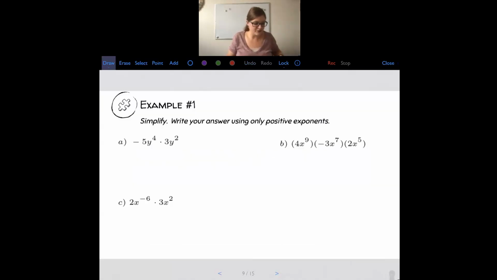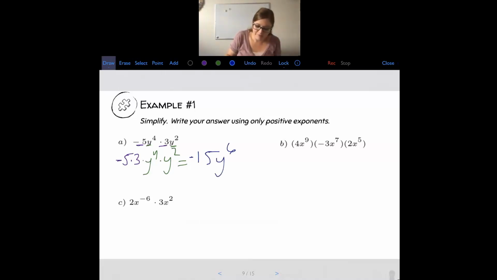Simplify, write your answer using only positive exponents. Okay, so remember with multiplication, you can multiply 2 times 3, 3 times 2, and you'll get the same answer. So when you have numbers that are being multiplied as well, we're going to multiply negative 5 times 3, and then we're going to multiply y to the fourth times y to the second power. So this is negative 5 times 3 times y to the fourth, y to the second. Negative 5 times 3 is negative 15. Y to the fourth times y to the second is y to the sixth.